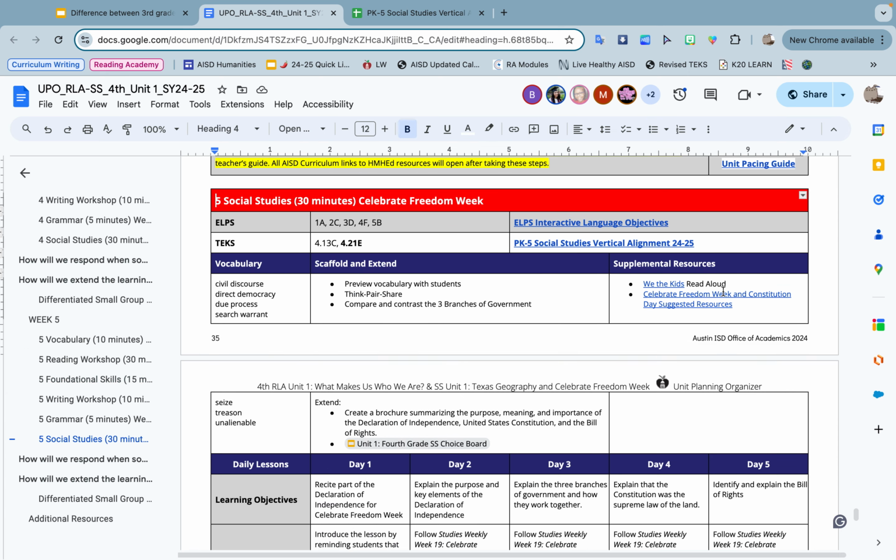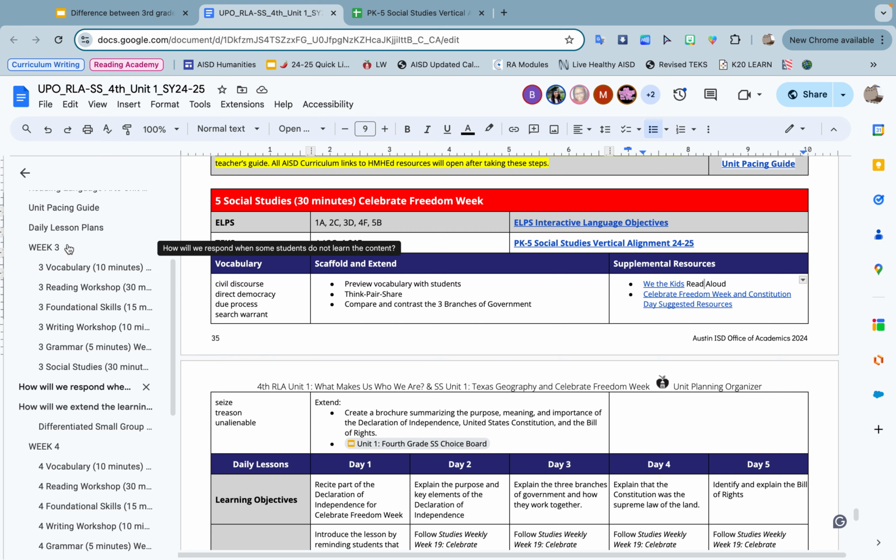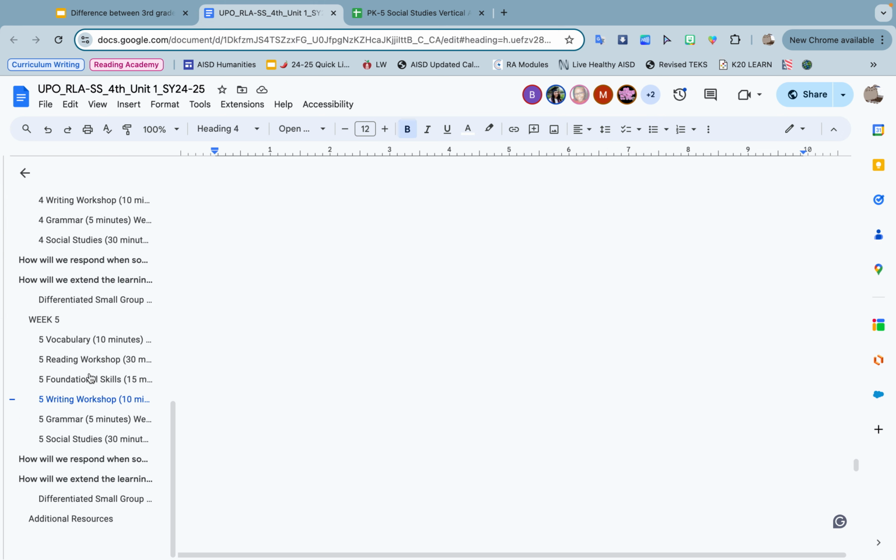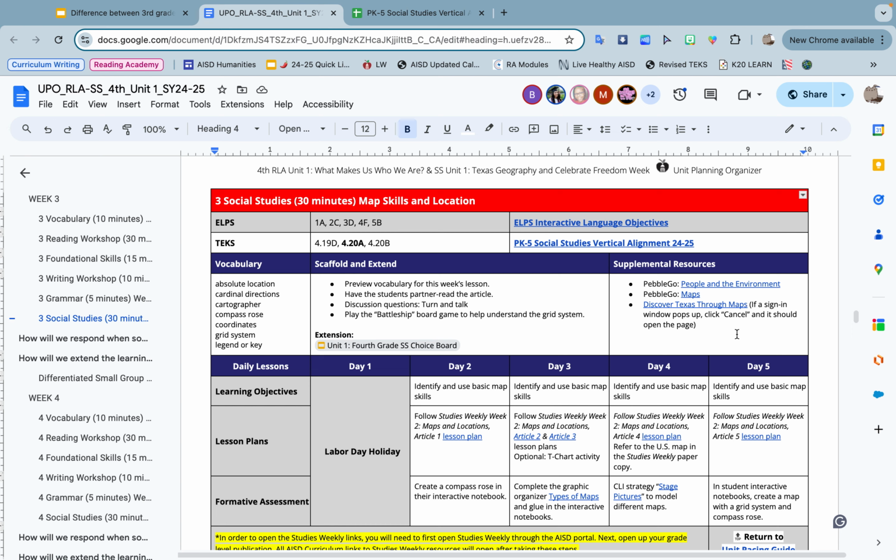And then when I go to week 5, there is a read aloud for a text that's not available. And then, of course, because this is Celebrate Freedom Week, the resources listed for that. So as you can see, there's a variety within that supplemental resources section. And so oftentimes, if it's a lesson plan and for the teacher, it will say lesson plan. If it's Pebble Go, it's most likely supplemental resources that students could explore during independent time.